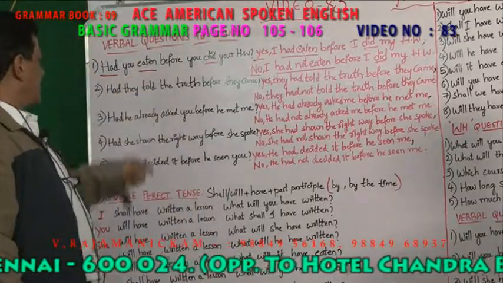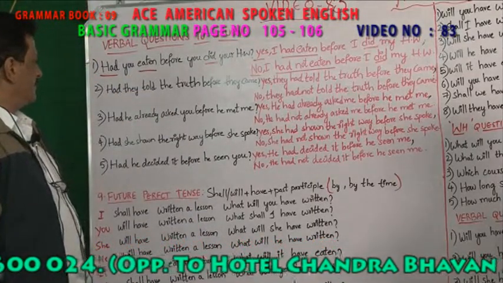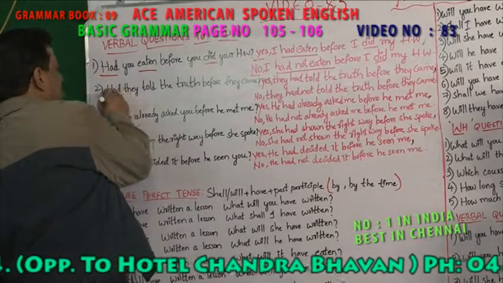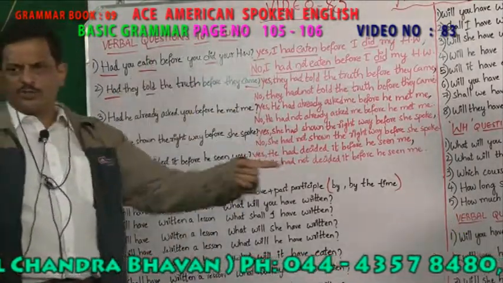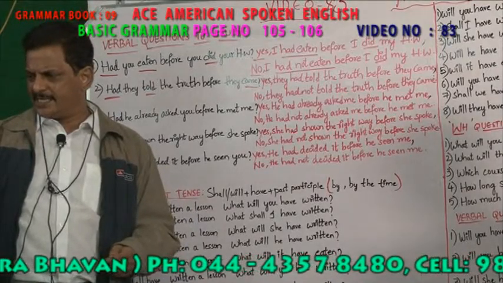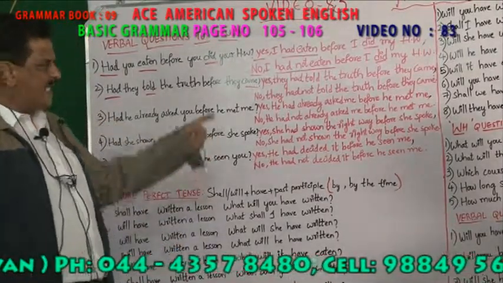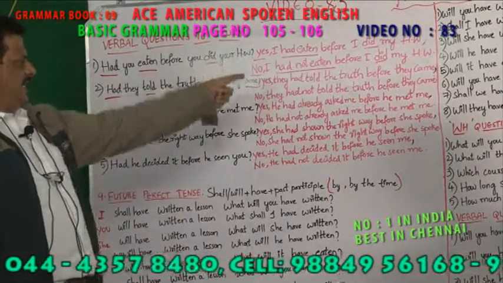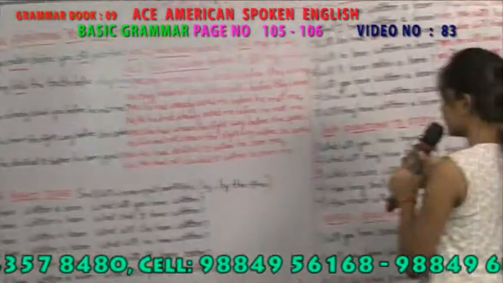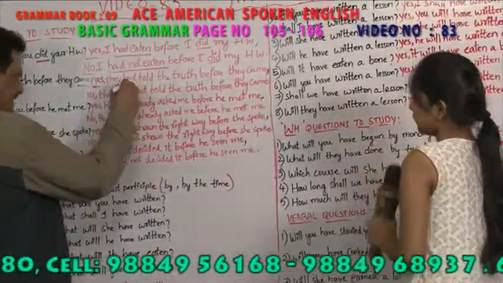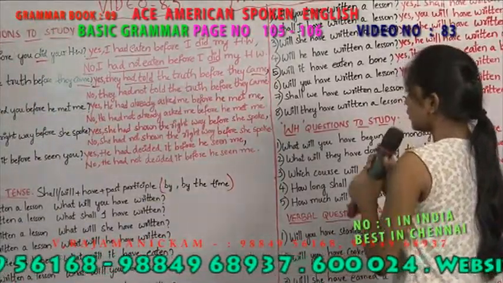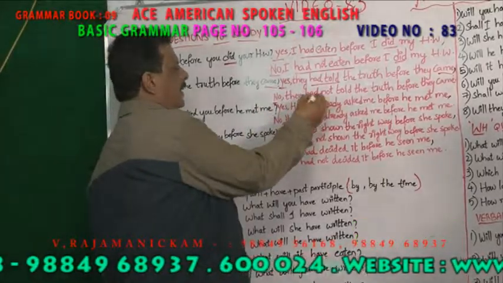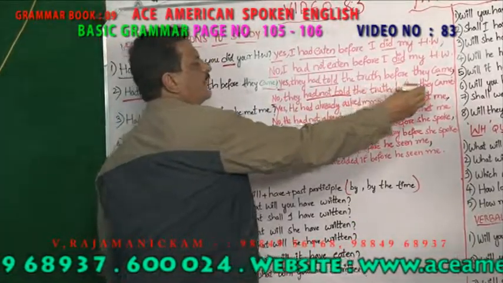Now coming to the second question. Had they told the truth before they came? So, told the truth is the first action. The second action is they came. So, you are asking the question about the first action. Then the answer is? Yes, they had told the truth before they came. And if it is no? No, they hadn't told the truth before they came.